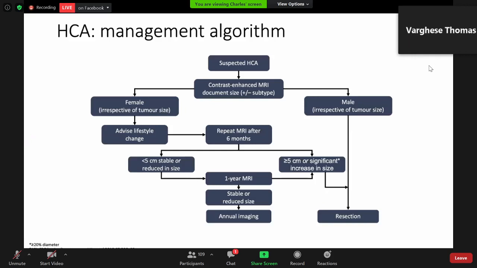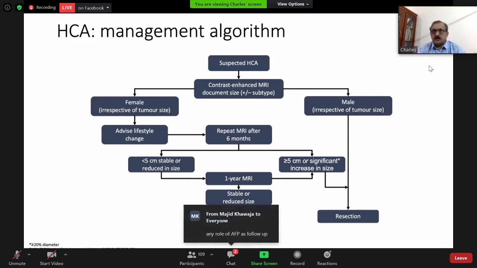There are two questions in the chat box. The first question is how to differentiate between hepatocellular cancer and adenoma. And the second question is, is it risky to biopsy this adenoma? So these are the two questions. Differential diagnosis, HCC and adenoma.